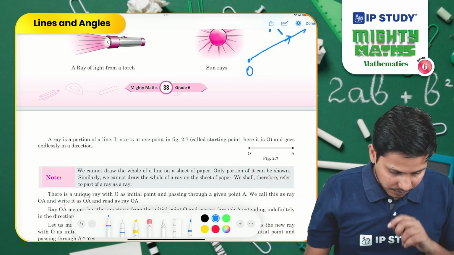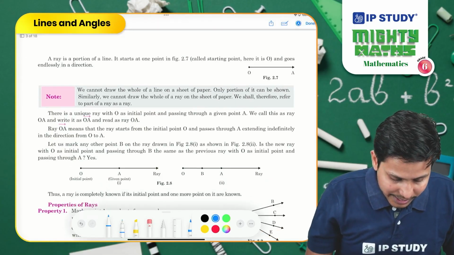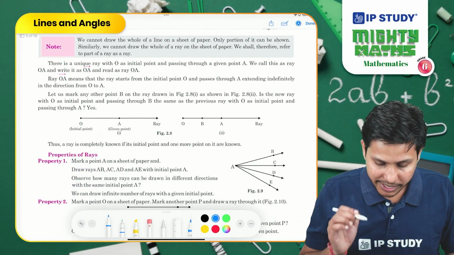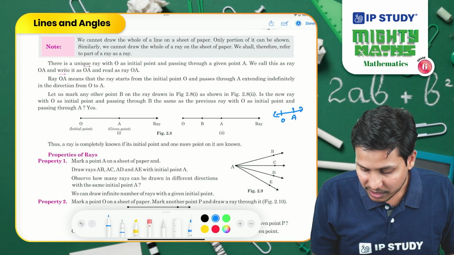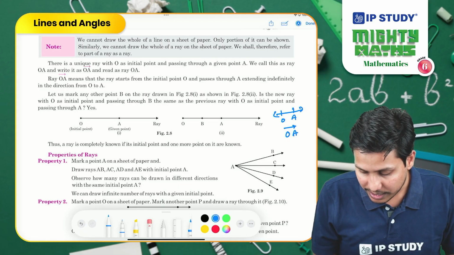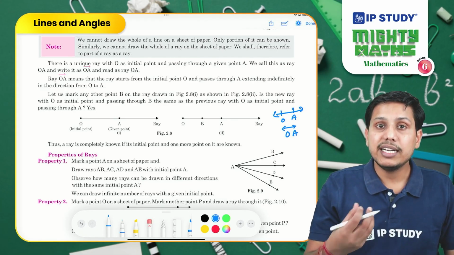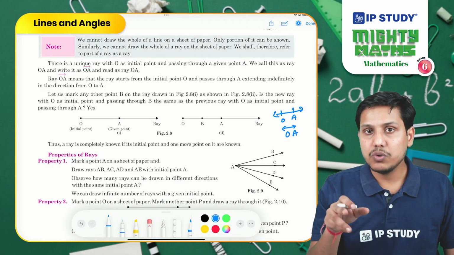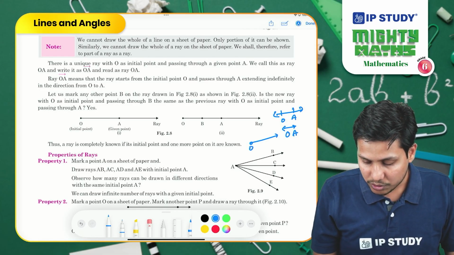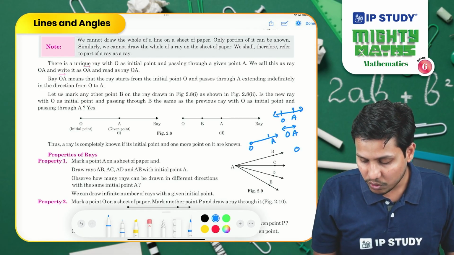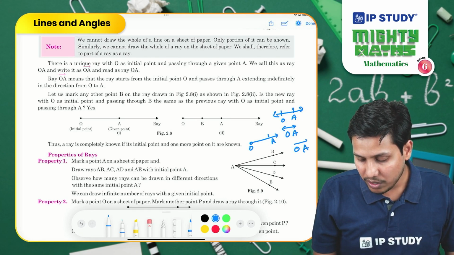Now next is how to name a ray. So for a line, let's suppose there is a line like this, we name it like OA, and we give a symbol representing a line over it with 2 arrows. So if there is a ray, let's suppose this is a ray, so to name this ray, if you write OA, then a ray will look like this.